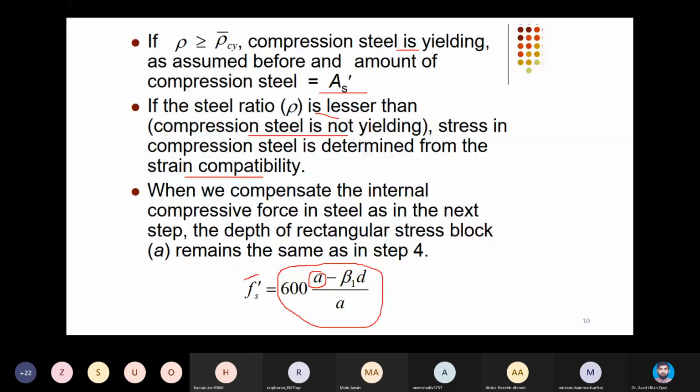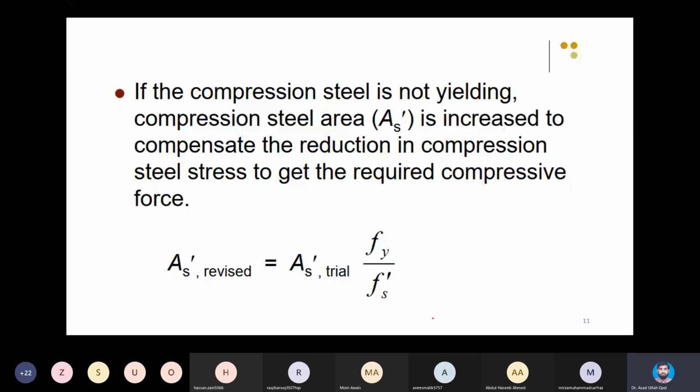Now from this Fs prime we will do a little revision. My As prime trial, which I calculated earlier assuming the steel was yielding, is not yielding against my assumption, so I need to enhance that steel area. I will do it by multiplying it by the ratio of Fy over Fs prime. The drop in force I will compensate by this ratio. Suppose it is 420 grade steel: I assumed the steel is at yield, so I assumed 420.